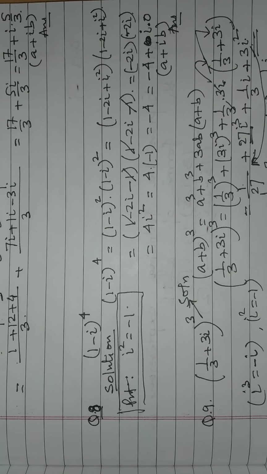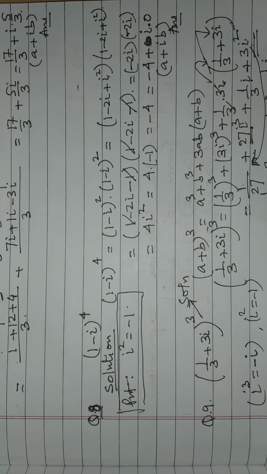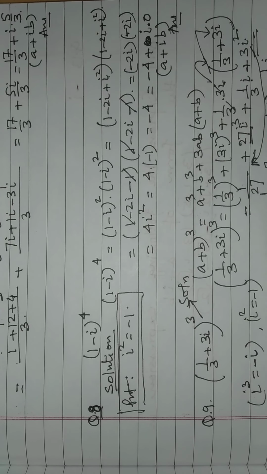So 27 into 3 is equal to 81. So now plus 27 minus i, because in place of i cube we have written minus i, and here it is i, so 1/3 i. So here the LCM will be 3, so it is minus 81i plus 1i, so plus minus will be subtracted, minus i into 80 by 3, and now here plus minus subtracted, so minus 80 by 27 and minus 80i by 3.